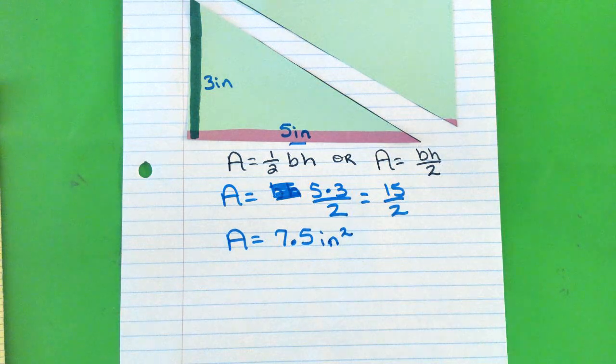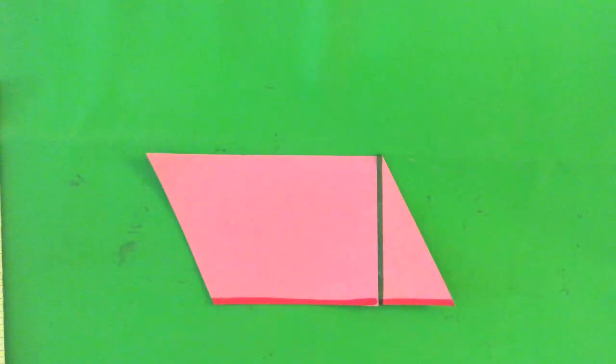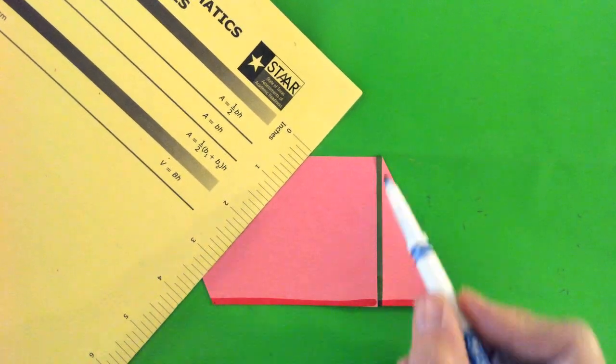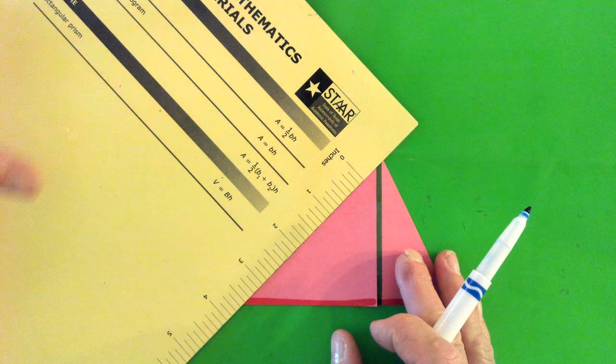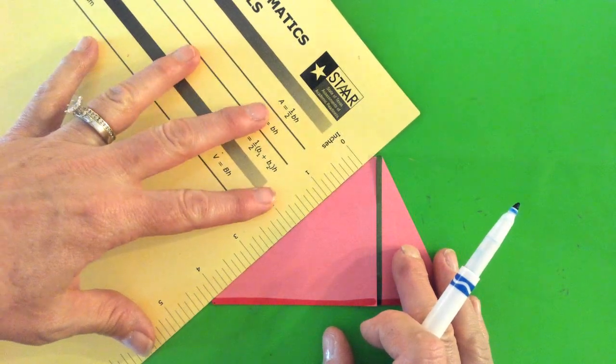Okay, the next one I want to show you, we're not going to glue it down on our notes page, so I'll put that to the side. It's a parallelogram like this. Same area as the rectangle. This was still 15 square inches. But watch what I do now. I'm going to go from this corner up to this corner and cut my triangle this way.